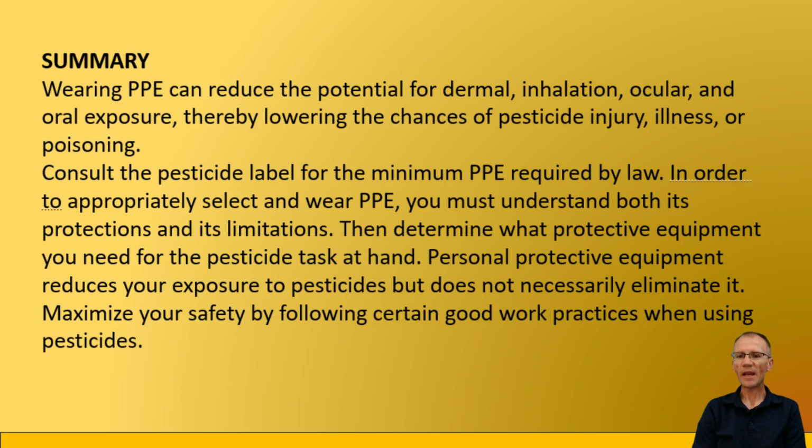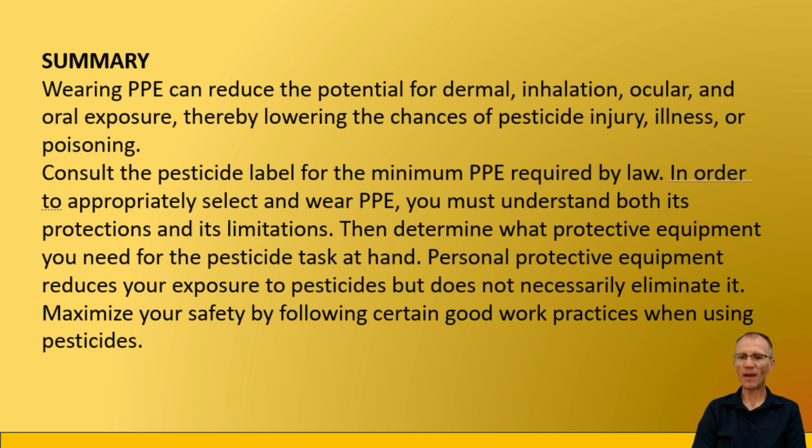Summary: wearing PPE can reduce the potential for dermal, inhalation, ocular, and oral exposure, thereby lowering the chances of pesticide injury, illness, or poisoning. Consult the pesticide label for the minimum PPE required by law. In order to appropriately select and wear PPE, you must understand both its protections and limitations. Then, determine what protective equipment you need for the pesticide task at hand. Personal protective equipment reduces your exposure to pesticides, but does not necessarily eliminate it.